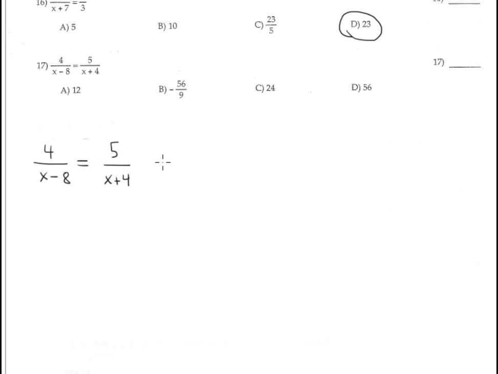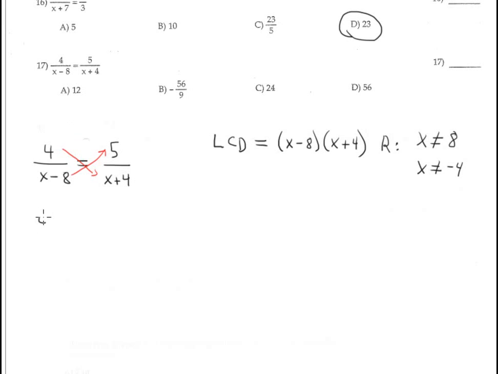Okay, 17 is also a proportion. But wait. First of all, we find the LCD. The LCD is obviously x minus 8 times x plus 4. And the restrictions associated with this problem are x must be different to positive 8 and x must be different to -4. Okay, any solution equal to this is not valid. Now in this case, why not? It's a proportion, so we apply cross multiplication directly.